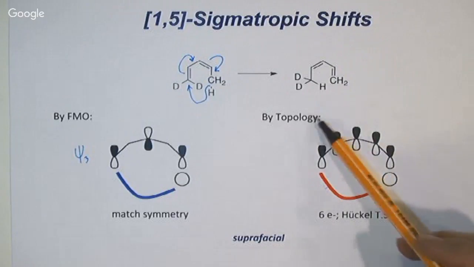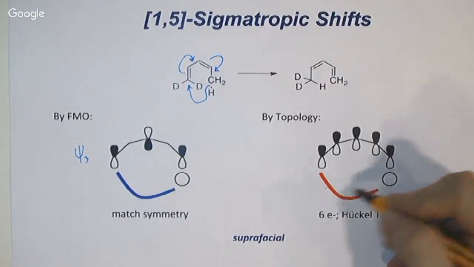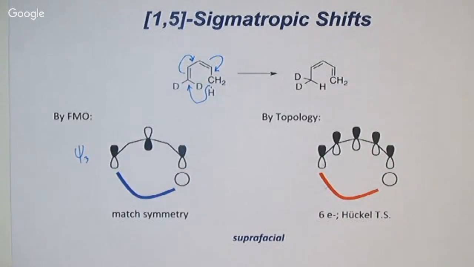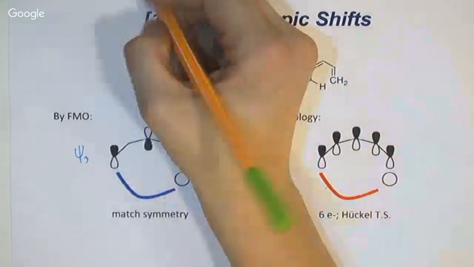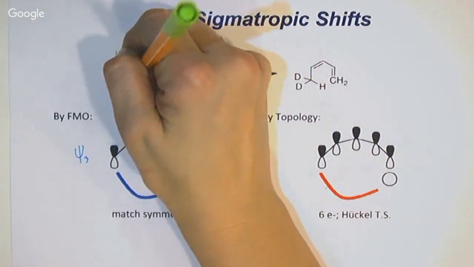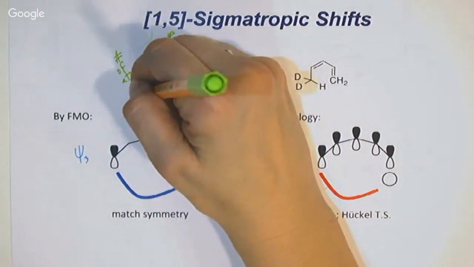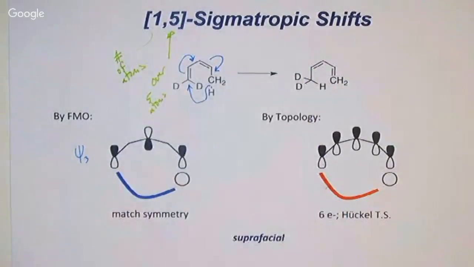And by topology, everything would be in its ground state. We have 6 electrons in our transition state, so we want a Huckel transition state, meaning no phase inversions, so that hydrogen is also going to move from carbon 1 to carbon 5. When we think about the nomenclature here for a 1,5 sigmatropic shift, the 1 refers to the number of atoms that are moving, and the 5 refers to over how many atoms. So we're moving 1 hydrogen over 5 atoms.